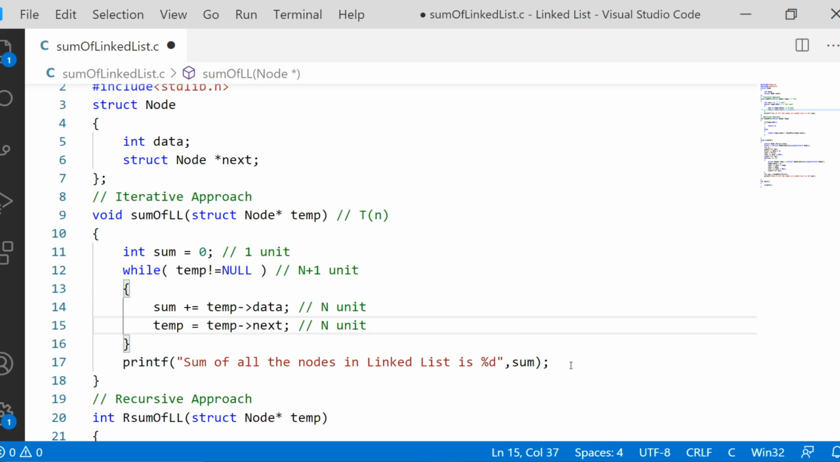Coming to this printf statement, 1 unit time will be taken. So add all these unit times and define the time function. T(n) is equal to, taking all the n terms, 1, 2, 3, 3 n terms available, n plus n plus n, 3n, plus all the constant terms, 1 plus 1, 2, 2 plus 1, 3. So the time equation that we have obtained is T(n) = 3n + 3.